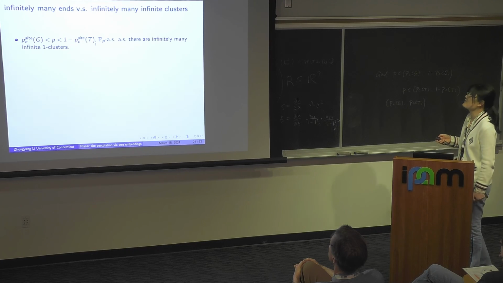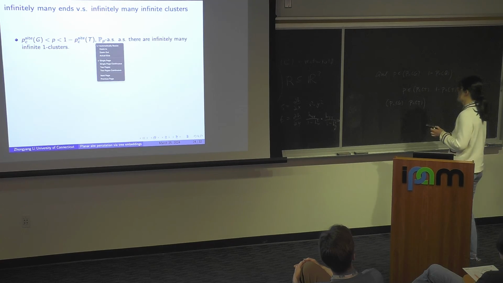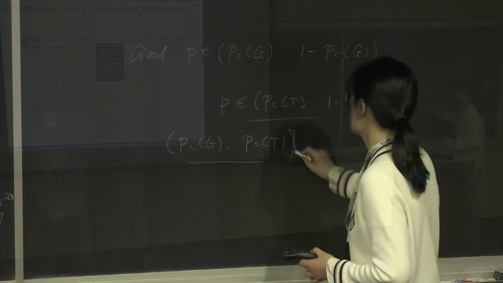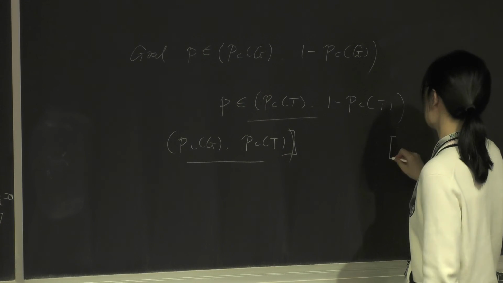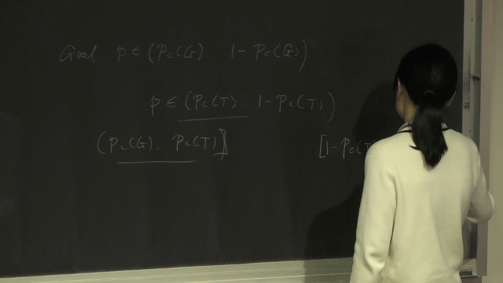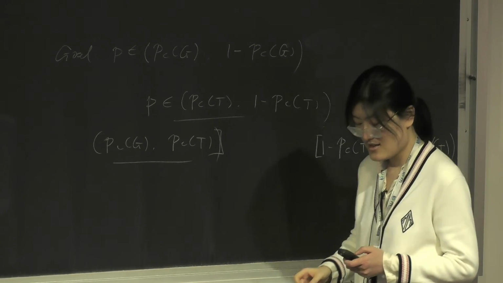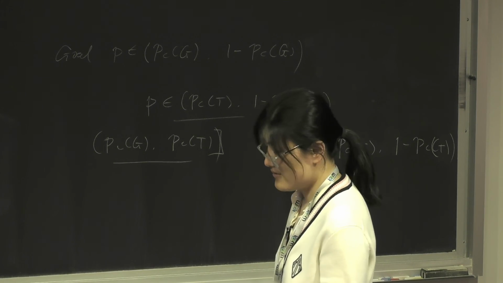Because p_c^site of T is less than 1/2, we show that p less than 1 minus p_c^site of T, there are infinitely many infinite clusters. So we have already shown this part and this part. It remains to show this part, when p is between 1 minus p_c^site of T and 1 minus p_c^site of G, there are infinitely many infinite clusters. So we use planar duality.